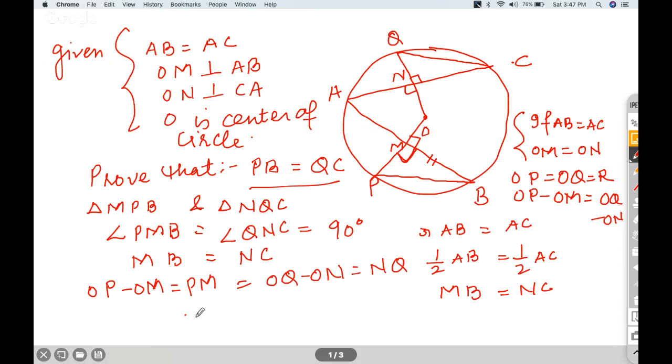So what I have proved is that this side and this side are equal and this angle is equal. So I have side angle side congruency, and with side angle side congruency I can prove that PB is equal to QC by CPCT.